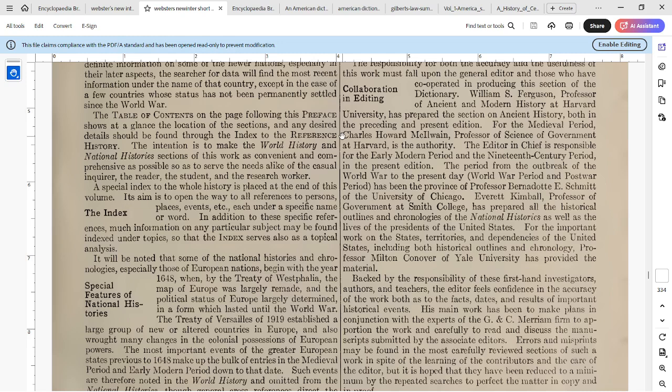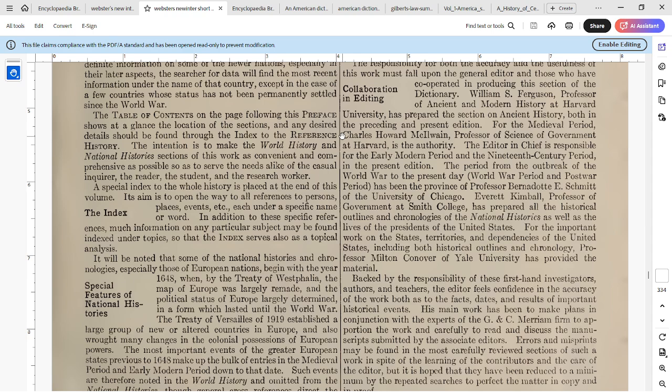A special index to the whole history is placed at the end of this volume. Its aim is to open the way to all references to persons, places, events, etc., each under a specific name or word. In addition to these specific references, much information on any particular subject may be found indexed under topics, so that the index serves also as a topical analysis.